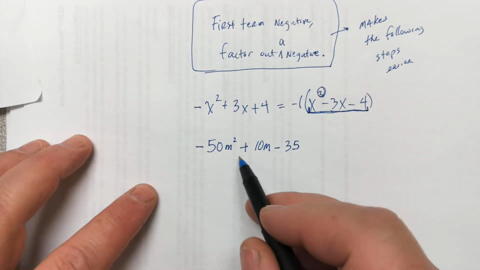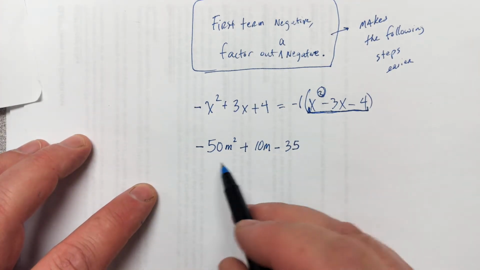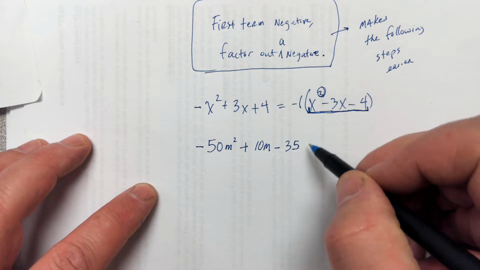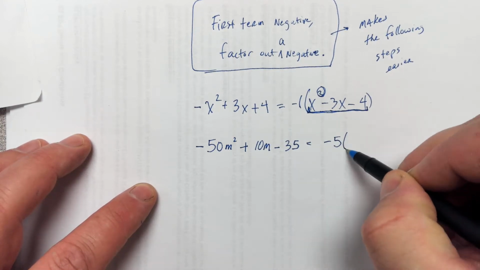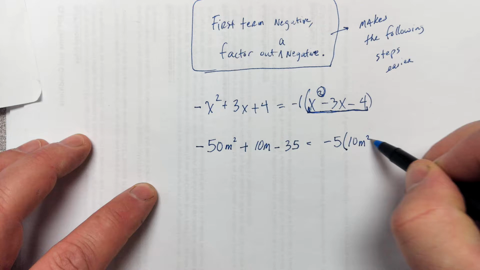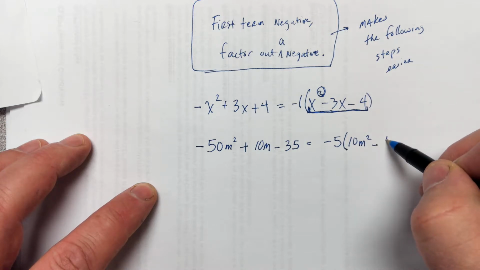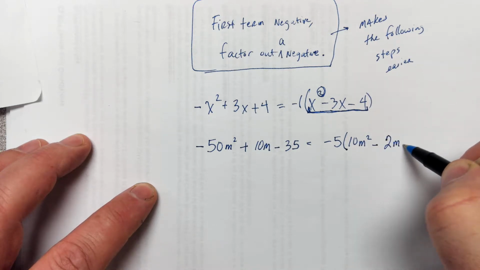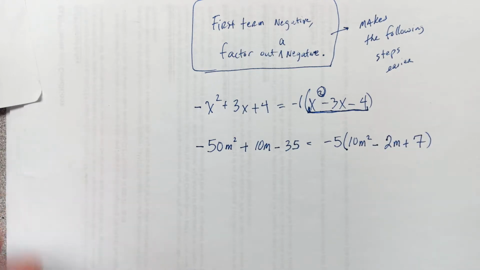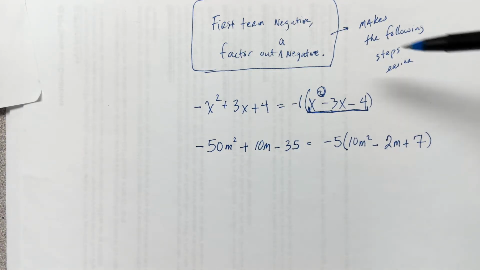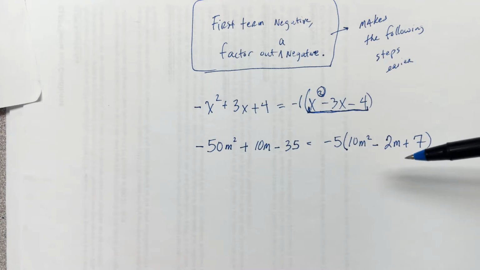So, this one here, they all have a 5, and these two have an m, but that one doesn't, right? So I'm going to take out a negative 5. And I'm going to be left with 10m squared minus 2m plus 7. Not always a 1. This time it was just a 1 because they didn't really have anything in common, and it was negative. This time they have a negative number they all have in common. Be careful of those signs. Anytime you see a negative, you got to slow down.